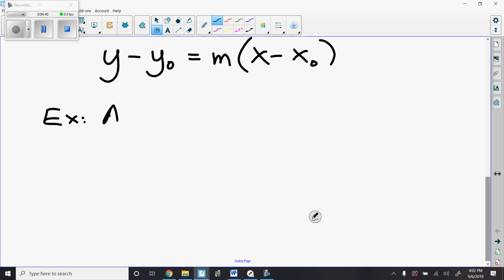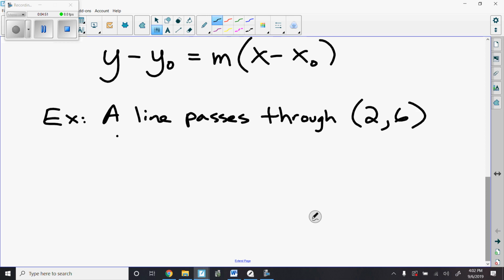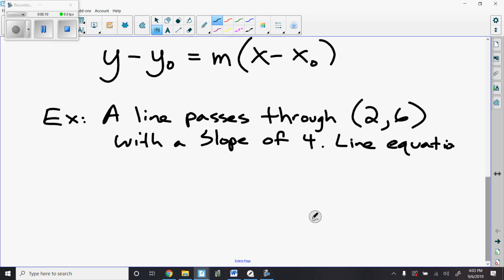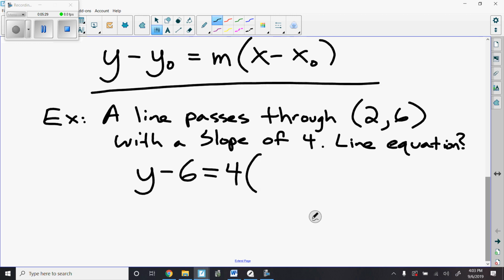Let's say a line passes through 2, 6 with a slope of 4. If the question is write an equation of a line, what is the equation of a line? What's the line equation? I can write this super fast using point-slope form. So what I do is I do y minus the y coordinate, which is 6, equals the slope 4, I'm just following this formula up here, times the quantity x minus the x coordinate. And I'm done.